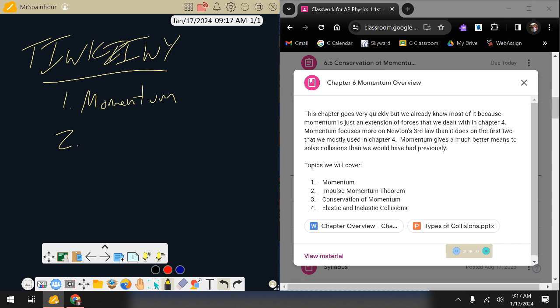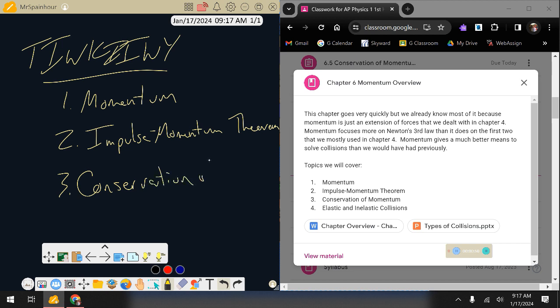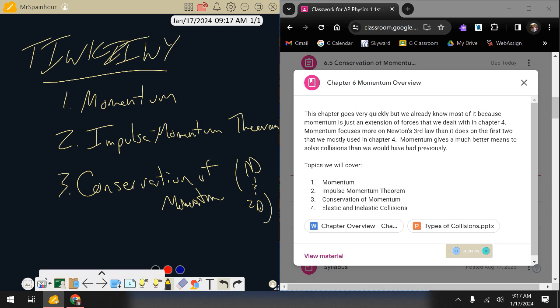Number two, impulse momentum theorem. Number three, conservation of momentum, both 1D and 2D. And finally, number four, types of collisions.